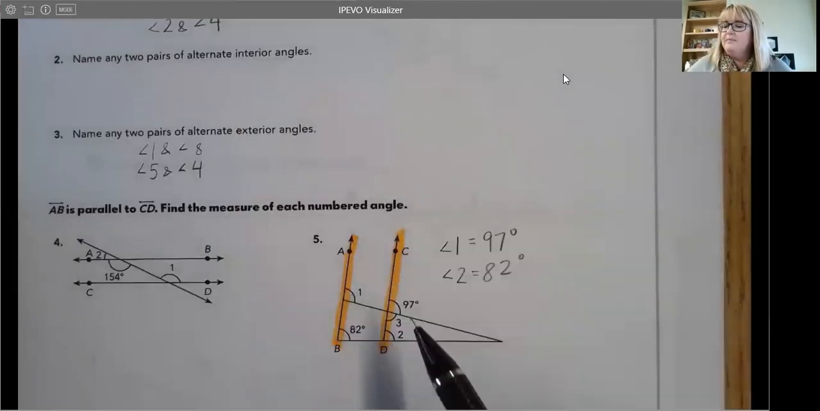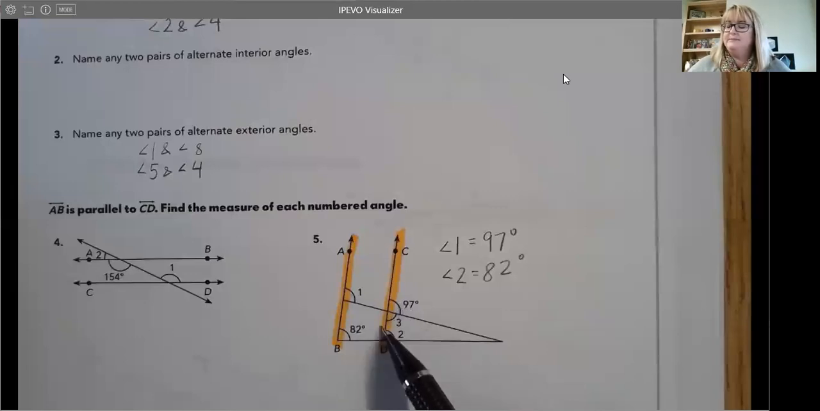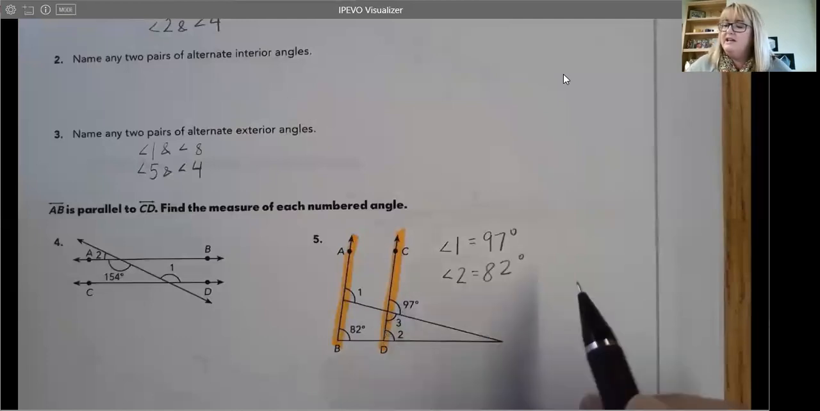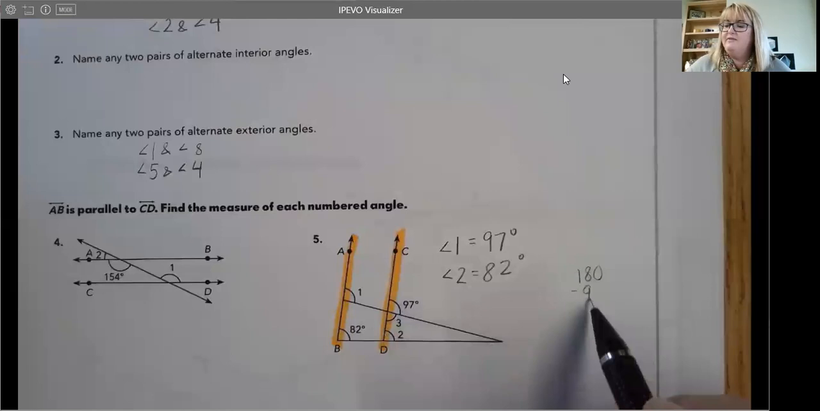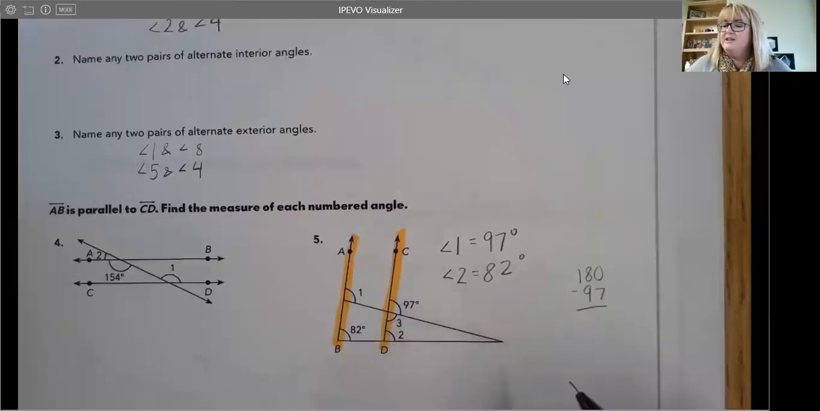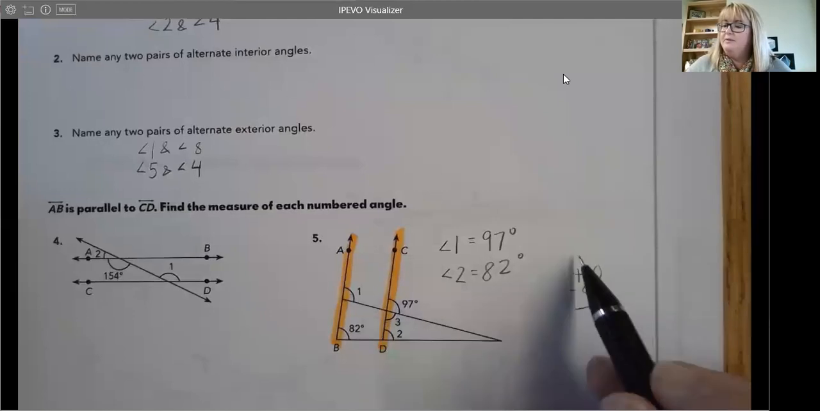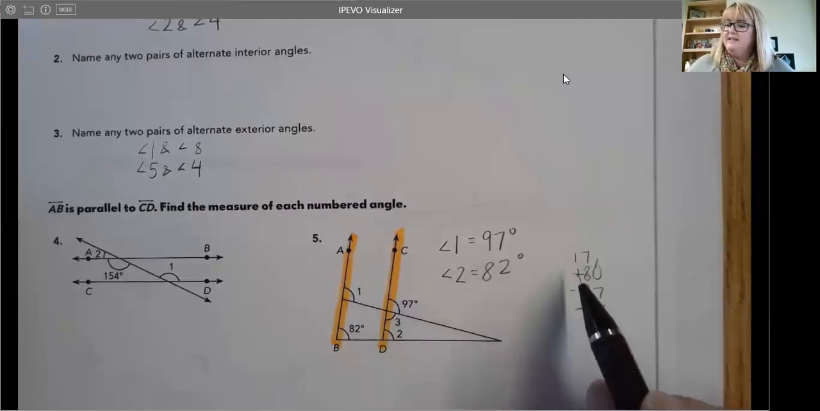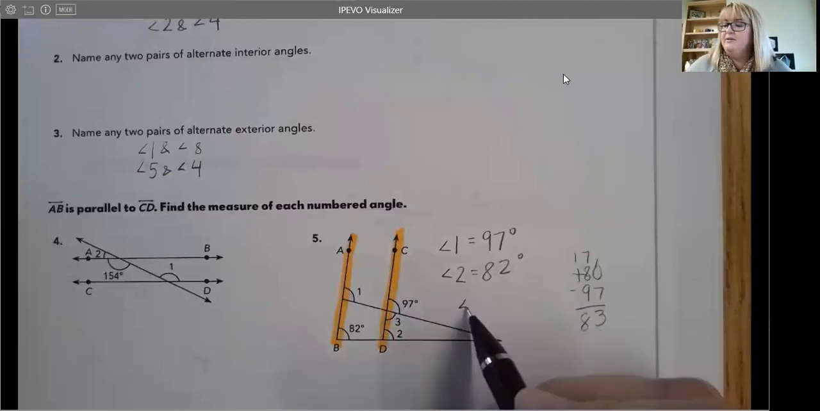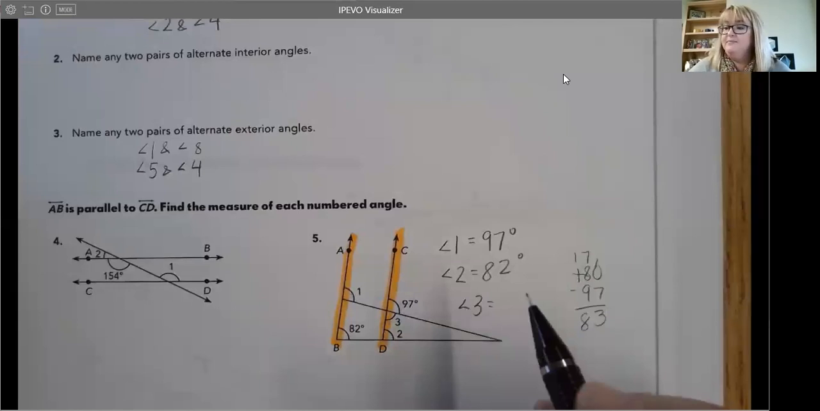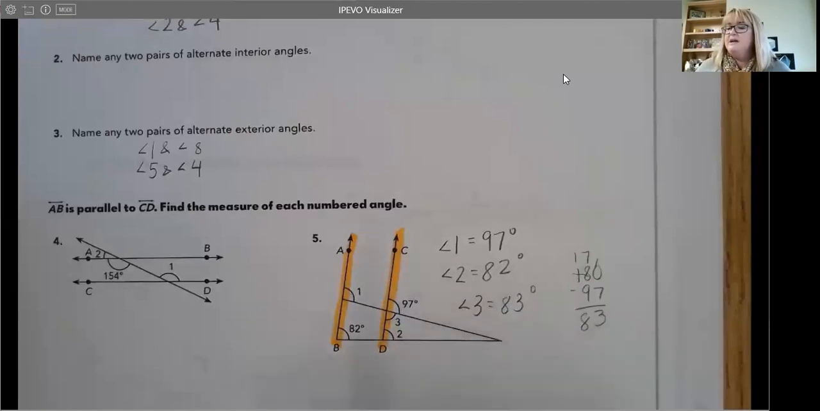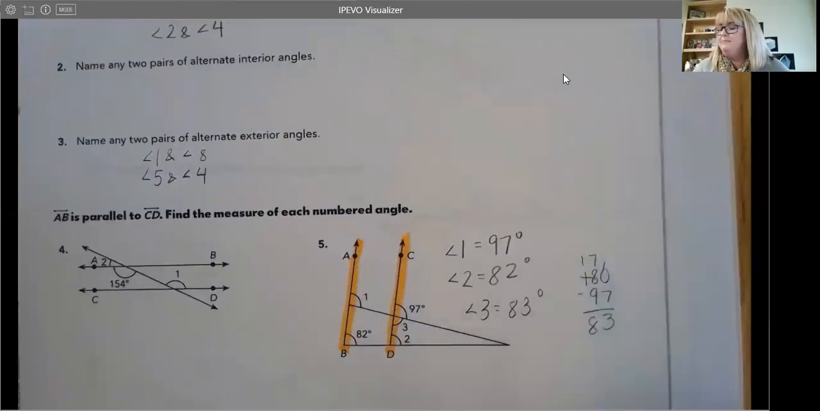Now, angle 3, if you look, angle 3 and 97 degrees, they are both adjacent and they are supplementary, because if you were to add 97 degrees plus angle 3, you would get 180 degrees. So we are going to take 180 degrees and subtract 97 from it. And that will tell us the measure of angle 3. So I'm going to borrow: 10 minus 7 is 3, 17 minus 9 is 8. So angle 3 is 83 degrees.